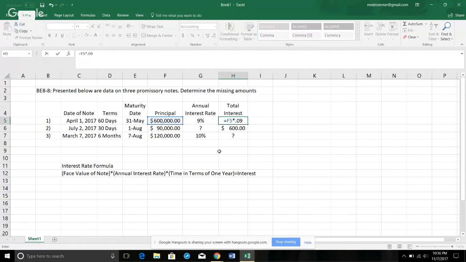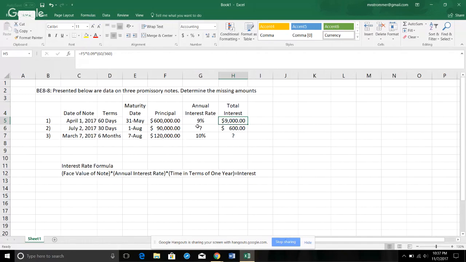And then we'll multiply that by the time in terms of 1 year. For this, we have to remember, like it says, it's in terms of 1 year. And in the book, it wants us to, instead of using 365 days, use 360 days if our term is in days. So for this, we will divide the number of days given in the terms by 360. So for this it will be 60 divided by 360. Hit enter, and that gives us our total interest of $9,000 off of the principal here.